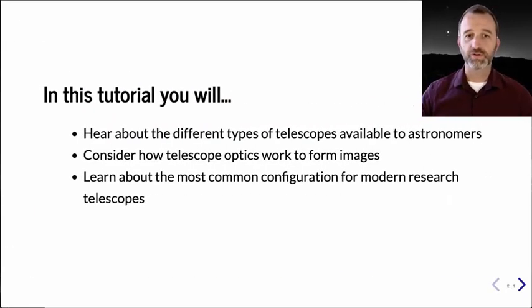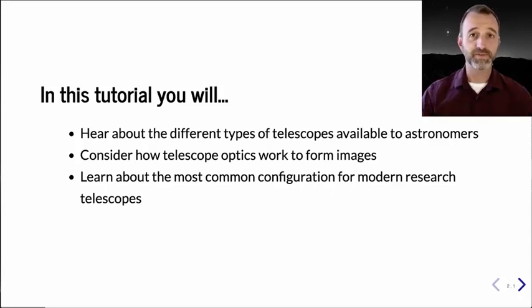In this quick tutorial today, we're going to talk a little bit about the different types of telescopes that are available to astronomers doing research. We're going to talk a little bit about how they work, what they do, how they take light in and produce the images that we report on our detectors. And we're going to talk a little bit about the most common configuration for a telescope that you're probably going to encounter in your research career.